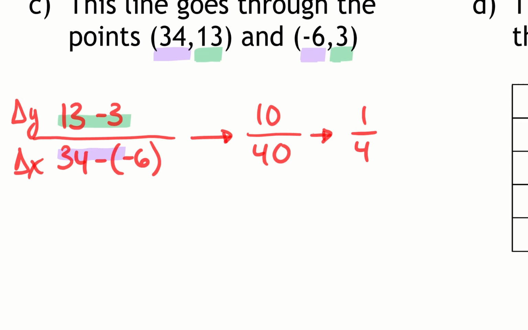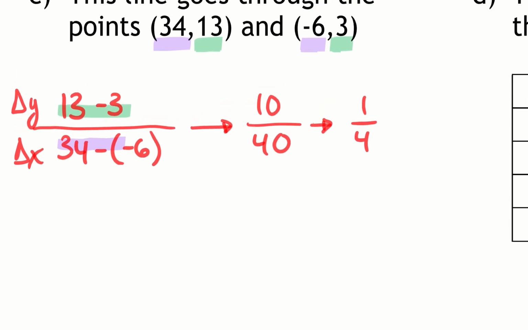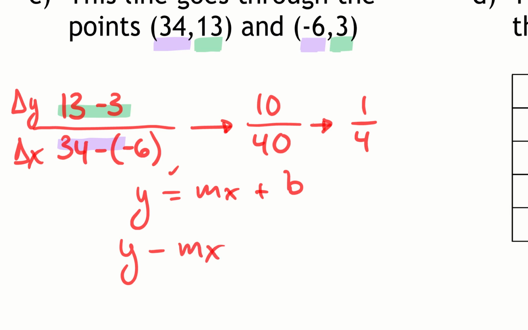Same thing I just did for part B, I'm going to do again. Any line can be written in the form y equals mx plus b as long as it's not a vertical line. So this is a line, and I can see that it's not vertical because my x values are different. So I'm going to take my y value and subtract mx from both sides. Y minus mx is going to give me my y-intercept b.